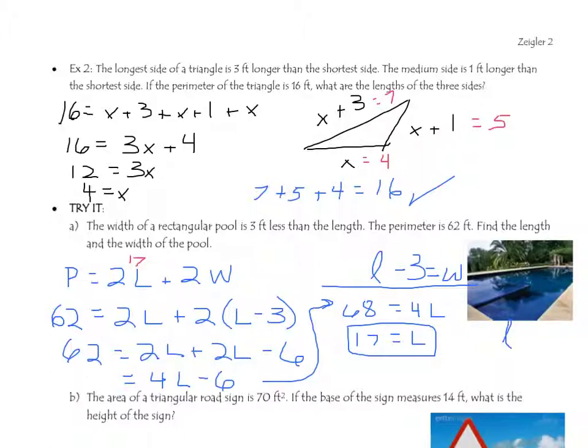We also have to find the width. The width is going to be 17 minus 3 equals 14. So we plug 14 in for W, and we plug 62, which we're given, in for the perimeter. So this tells us 2 times 17, and I'm going to go ahead and write what that is. 2 times 17 is 34, plus 2 times 14 is 28, and that equals 62, so it checks out.